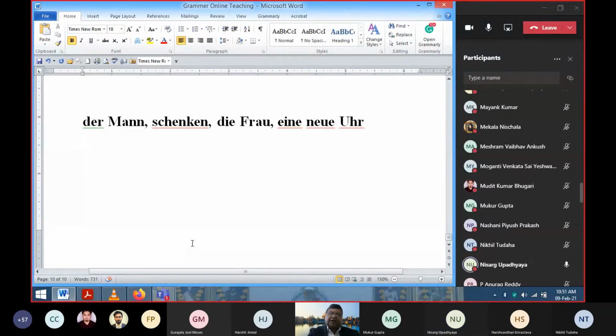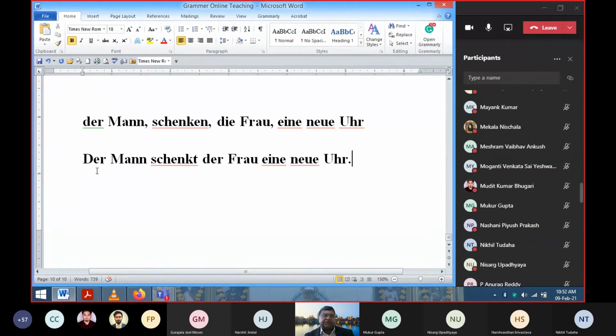Okay, very good. So I think most of you this time could make the correct sentence. Two options are there. If you make husband the subject, it will be der Mann, and then the verb will be schenkt. And if you make Frau the indirect object, then die will be changed to der. And eine neue is a feminine accusative. It will remain, no change with the article form eine neue Uhr. So here the husband is presenting a new watch to the wife.